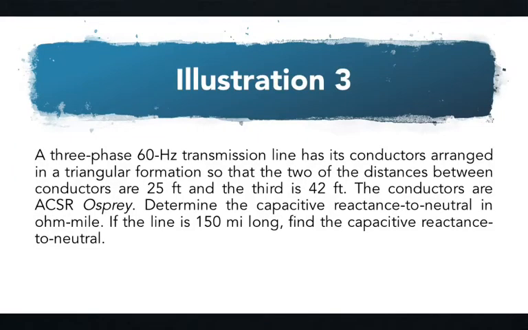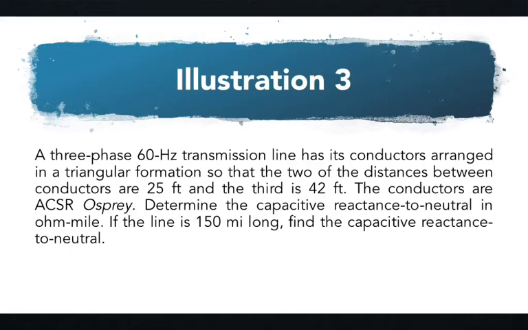Next illustration, there is a three-phase transmission line and the conductors are arranged in a triangular formation so that two of the distances between conductors are 25 and the third is 42 feet. From this you can now try to imagine what configuration we are taking in. Since it says triangular, with 25, 25, 42, it's actually a three-phase line with unequal phase spacing, right? From there, we know now what equation or formula to use.